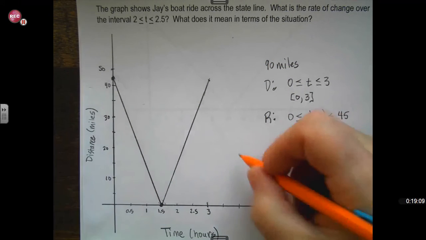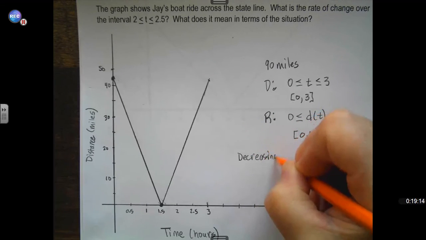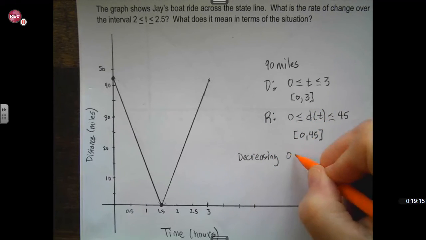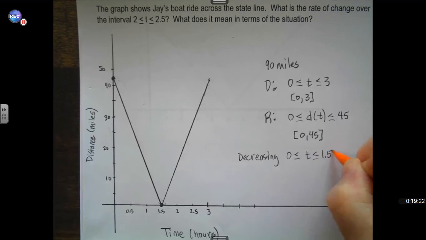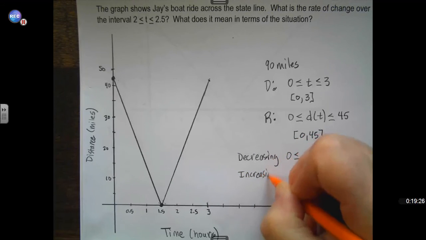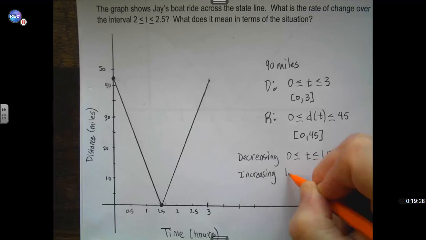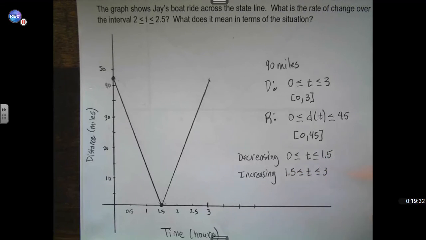So from the graph, the function is decreasing from 0 is less than or equal to t is less than or equal to 1.5, and the function is increasing from 1.5 is less than or equal to t is less than or equal to 3.